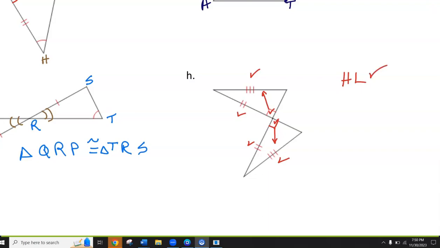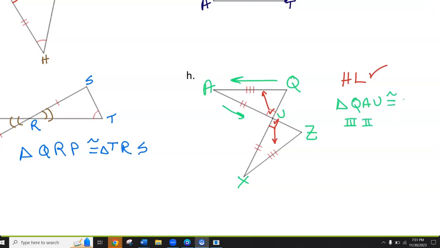I'm going to get rid of my marks on the outside so as not to confuse things. And let's go ahead and label the vertices. So I'm going to make this A, Q, U, Z, X. Okay, triangle on the top. Let's go down the triple and then down the double. So that's going to be Q, A, U. That's congruent to, going down the triple and then down the double, Z, X, U. Triangle Z, X, U.